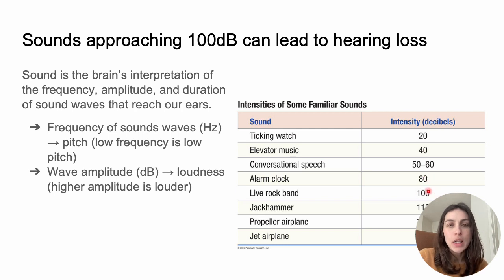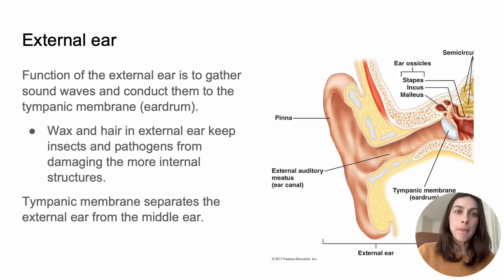A live rock band, 100 decibels, is where we begin to be in the orange to red danger zone for injuring the structures of our inner ear. And you cannot see any of these really loud sounds because my face video thing is covering it, but you understand the point. A couple of things about our external ear.